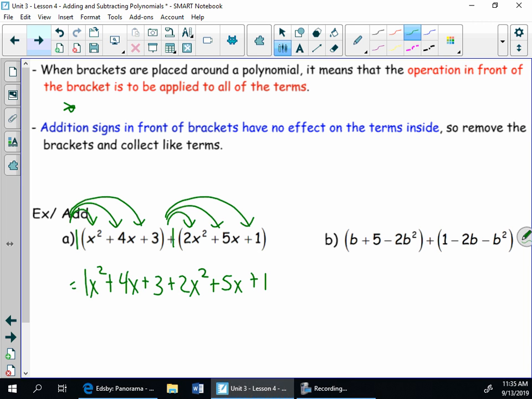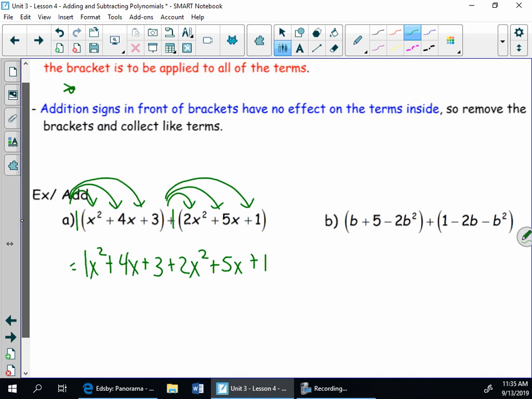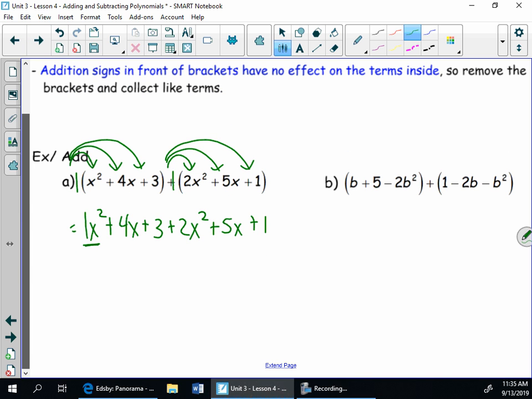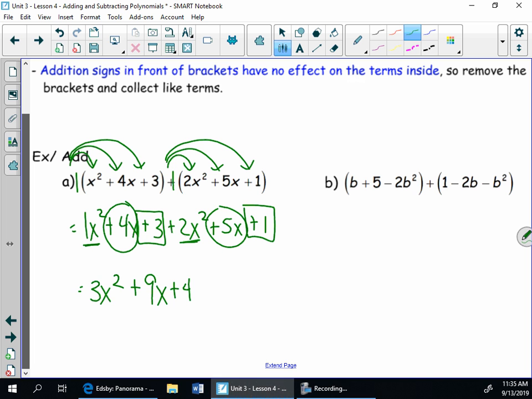What effect does a plus sign have in front of a bracket? Really nothing, because you're multiplying by 1. Once you get rid of those brackets, collect your like terms. 1x squared and 2x squared. That makes 3x squared. 4x and 5x. That makes 9x's. Plus 3 and plus 1 makes plus 4. We're done. Okay. You guys try B yourselves.